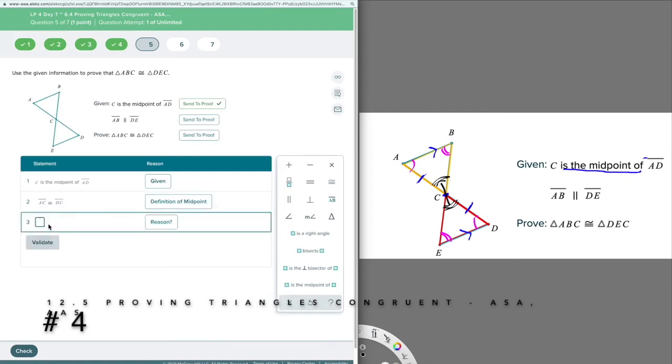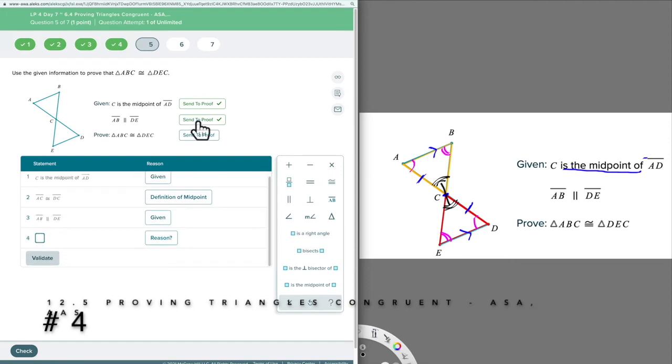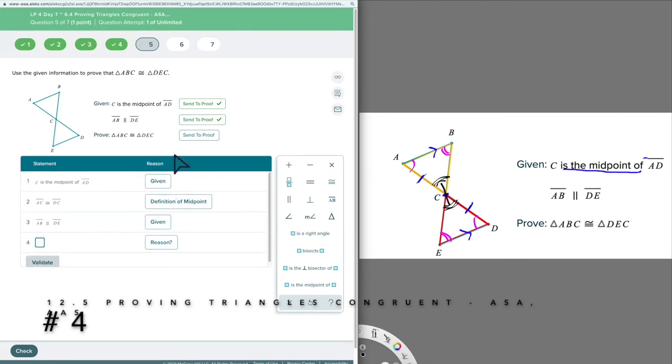All right, so now we're going to do the second given. I'm going to send that to proof. Would it have mattered if I had put send to proof on the given first? No, it would not have changed anything. Again, some of those pieces can be out of order a little bit, and it still gets us to the same end result.